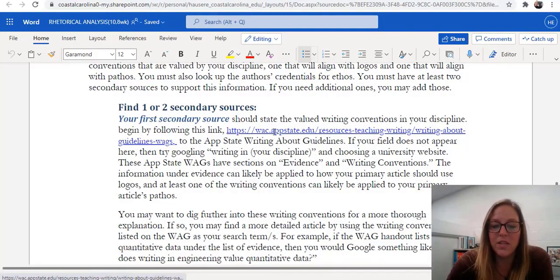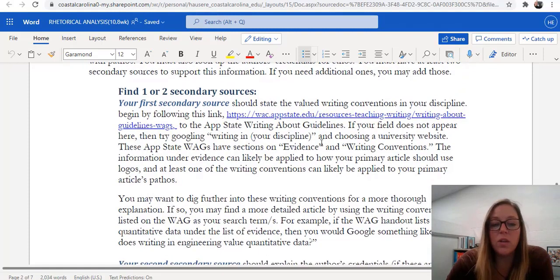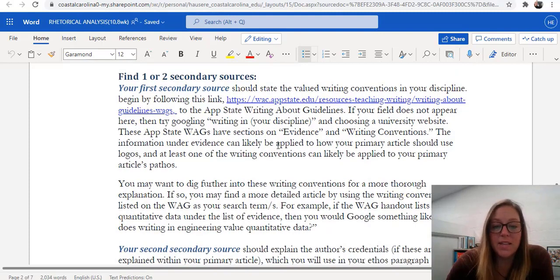So what you can do is follow this link to the App State Writing About guidelines, and there's a list of different disciplines on there. Find yours and use that handout as one of your secondary sources. If your discipline is not listed there, then you can Google writing in psychology. Psychology's on there, but for example. And you can try to find a handout from a different university. If you feel like this App State Writing About handout is not sufficient, then you can find an additional secondary source.